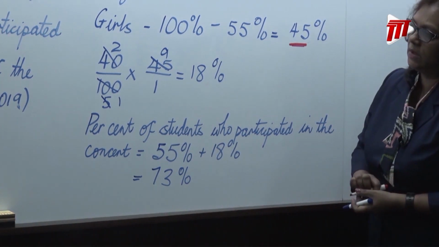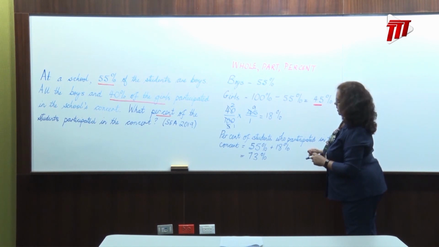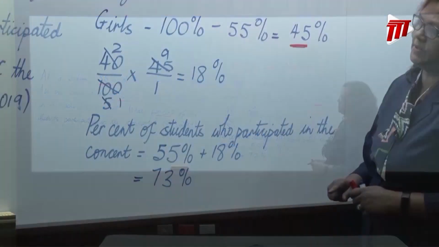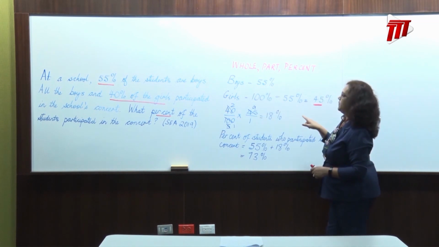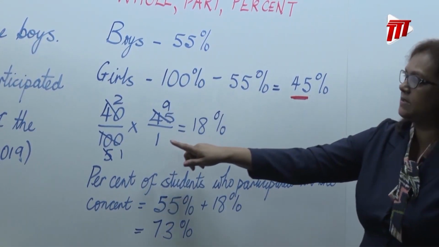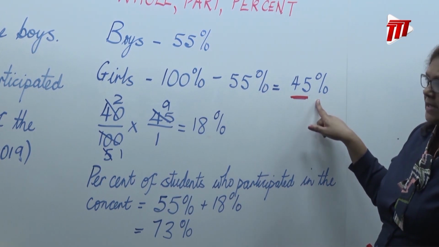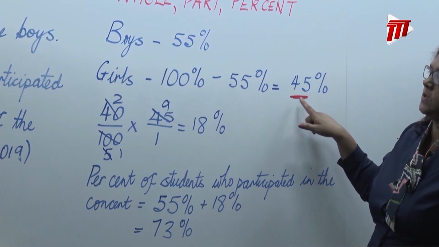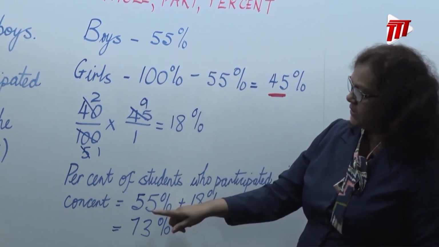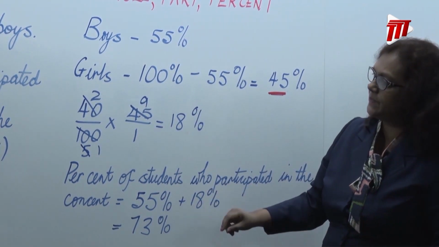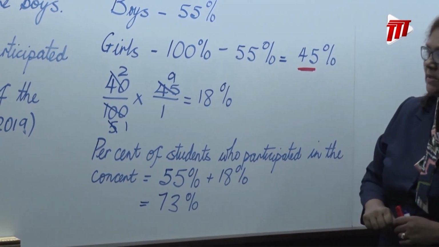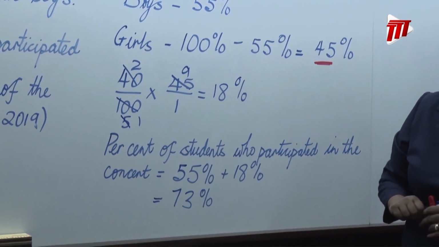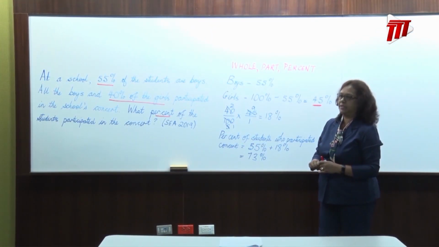So the percent of students in the school who participated in the concert is 73%, which is 55% representing the boys and 40% of the girls, which is 40% of 45%. This 45 here is going to be used as a whole. So altogether, we have a total number expressed as a percent of students who participate in a concert, 55%, 18%, giving us 73%. 73% of students participated in a concert.